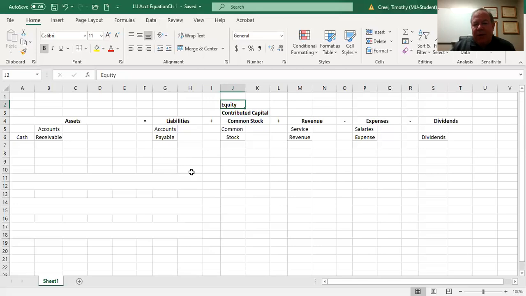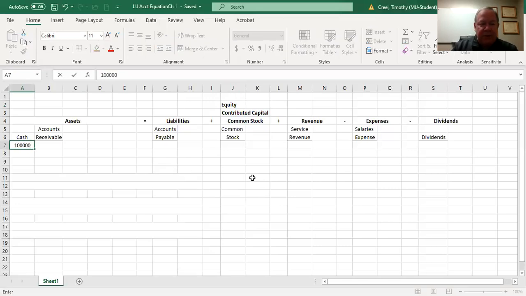So let's say we were to start a new corporation, and we issue stock for cash. Let's say that we get in $100,000. So we're going to get in cash. And then the offset to that is going to be common stock.